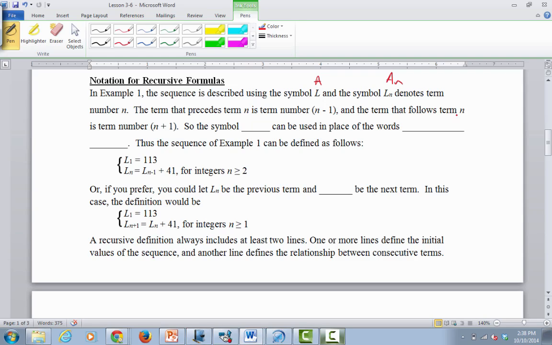So, the term that follows n is the term that is n plus 1. If you think about it, we're at n. The one before it was n minus 1. The one after it is n plus 1. Does that make sense to you guys?